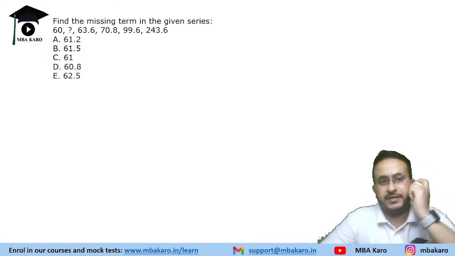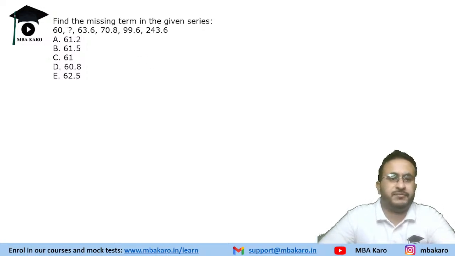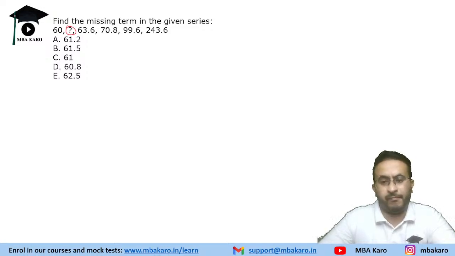Now this is 60, a number missing, and 63.6, 70.8, 99.6, 243.6. So you need to find the missing number. You have to tell what the missing number will be.